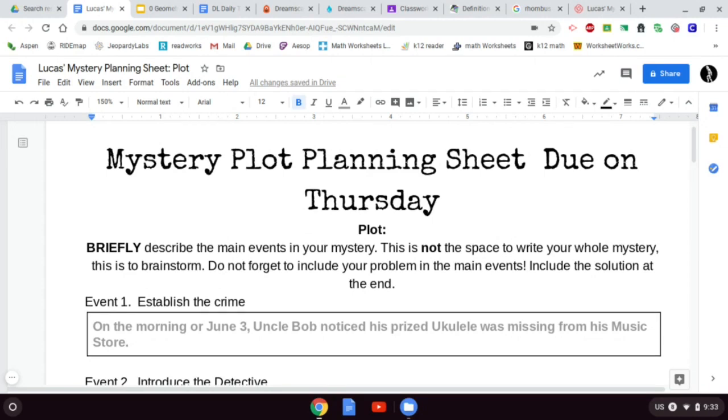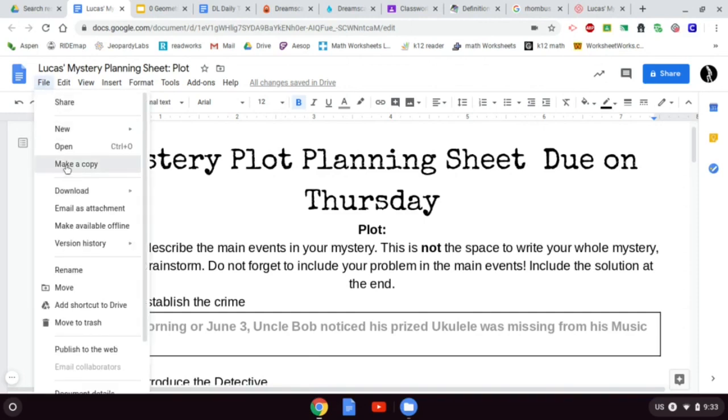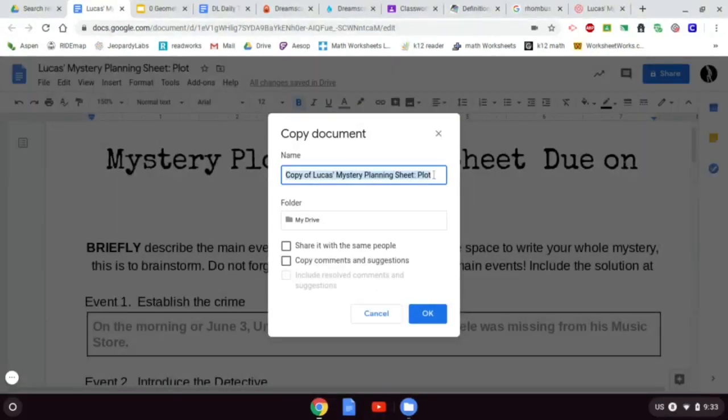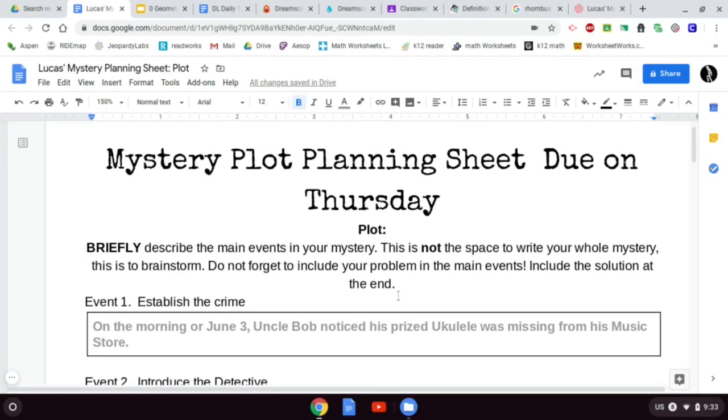To fill out this planning sheet, you're going to need to open it up. It is a viewable document. You cannot edit it. Once you open the document, you're going to need to click in the corner where it says File, click on Make a Copy, change the title of the document to whatever your number is, like my number is 0, Mystery Planning Sheet Plot. And then I'm just going to click OK. It's going to save it right into my drive. Once you have a copy saved, you're going to need to go through and fill this out.